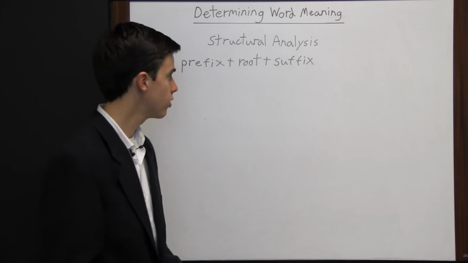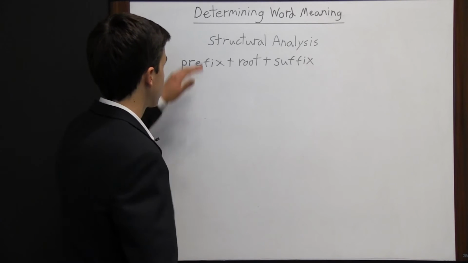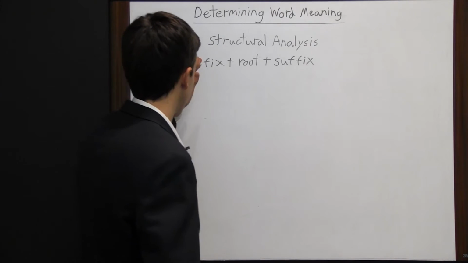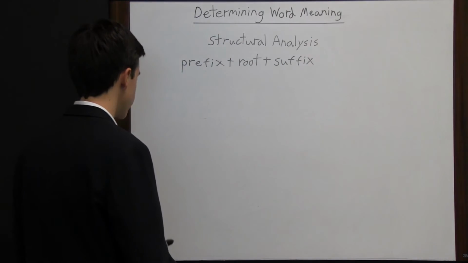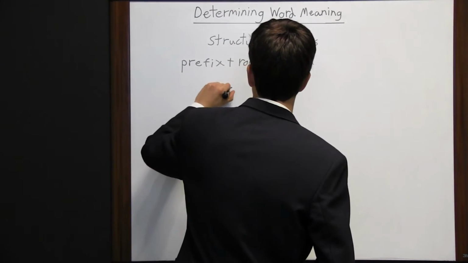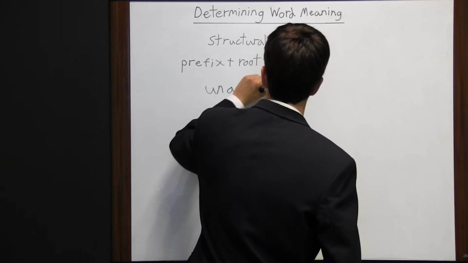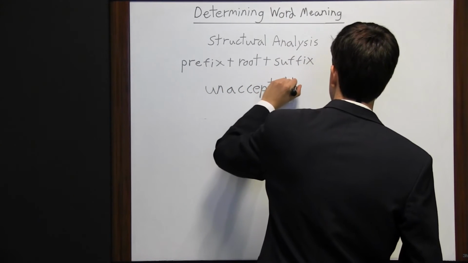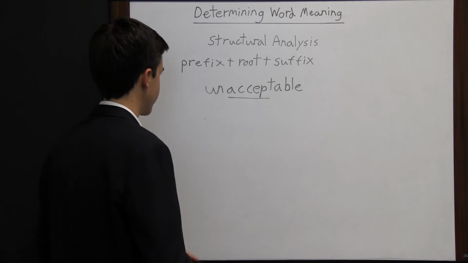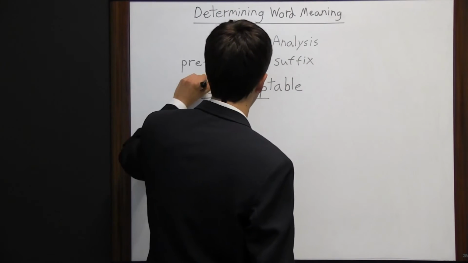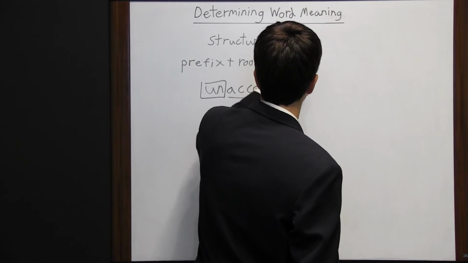word. So one way to determine word meaning is structural analysis, and that's by looking at the prefix, the root, and the suffix, all of a word. So take the word unacceptable, for example. Here you have the root word, accept. Because that can be a word in itself. And then here you have the prefix, un, and the suffix, able.